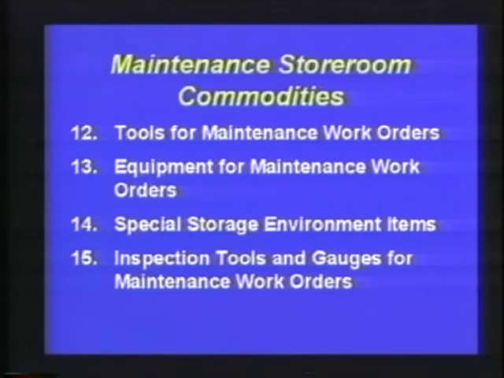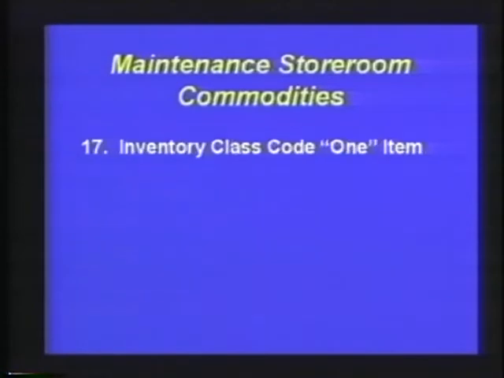16 would be the safety items, and those safety items could be used by both maintenance as well as operation personnel. Then there may be a need to have the inventory class 1 items independent of those special unique items, which we identified in item number 9.